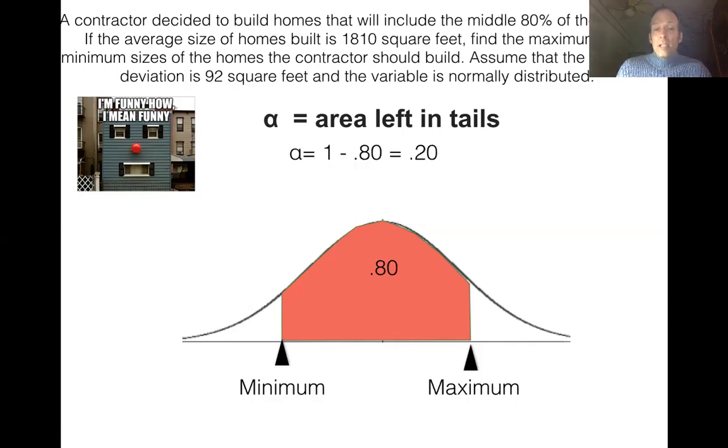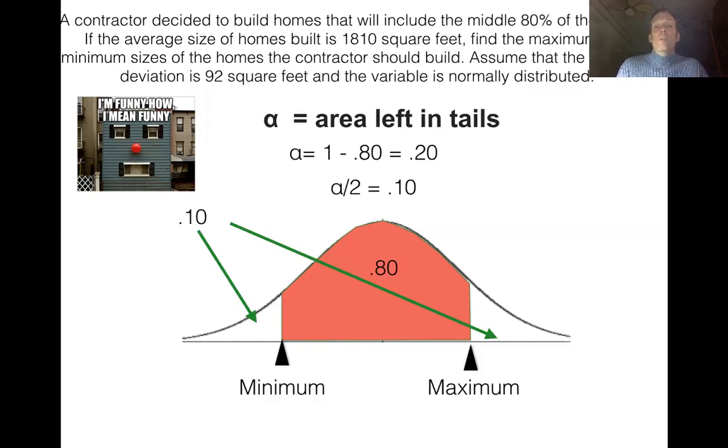So how do we calculate alpha? We're going to do 1 minus the area in the center, because if we have 80% of the area in the center, 1 minus that would tell us we have 20% of our area left for the tails. Now, how much area is left in each tail? If we take alpha and divide it by 2, that lets us know we have 10% in each tail. So I'm going to mark 10% in the tail on the left, and 10% in the tail on the right.